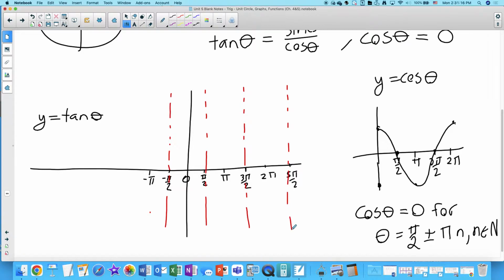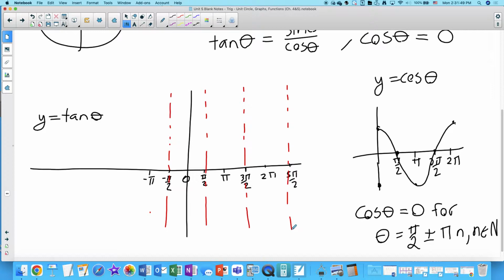It's a lot of vertical asymptotes. But the nice thing about y equals tan theta is that, just like sine and cosine, it is periodic. So we're going to see essentially one picture that just repeats over and over again. So that's one thing I need to consider: tan is undefined whenever cosine is equal to 0, and that starts at pi over 2, and then we keep adding multiples of pi.